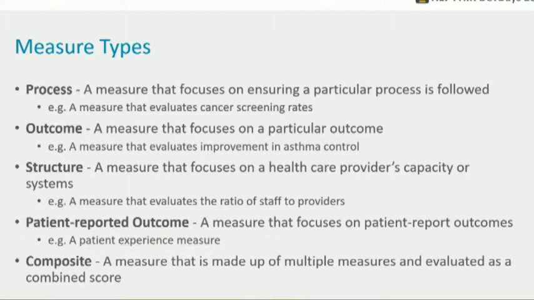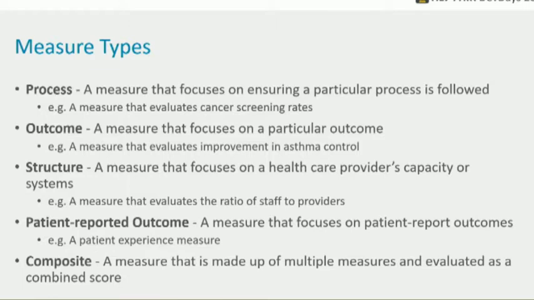There are lots of different types of measures. You have process measures that focus on whether or not a particular process is being followed. An example is a measure that evaluates cancer screening rates. That's a process measure saying we've already decided that cancer screening is a good thing, and so we want to make sure it happens. On an outcome measure, we're actually measuring the outcome of some actual treatment. A measure that evaluates improvement in asthma control, for example, would be an outcome measure. A structure measure is something that focuses on a healthcare provider's capacity, so number of beds in a hospital or things like that.